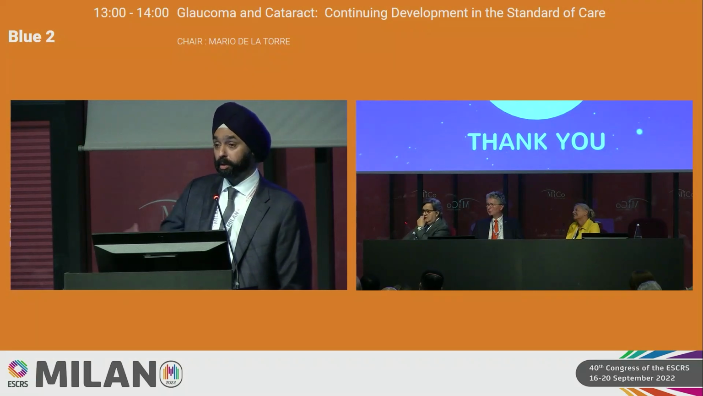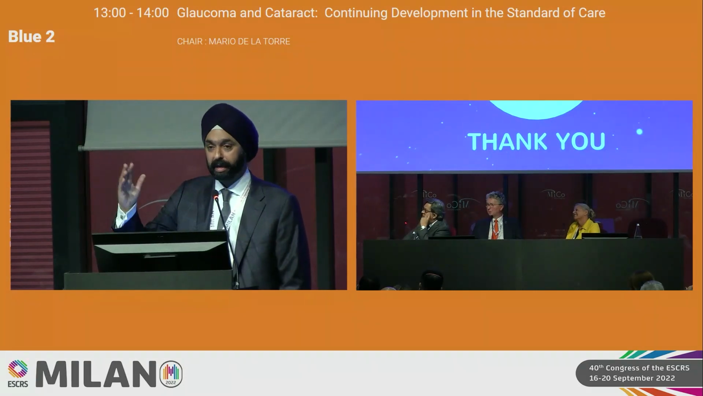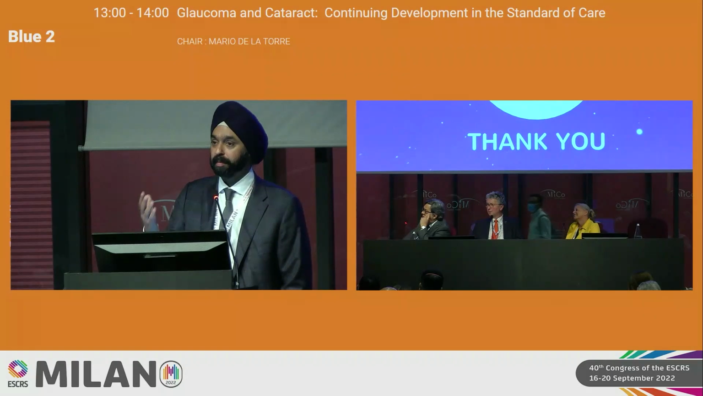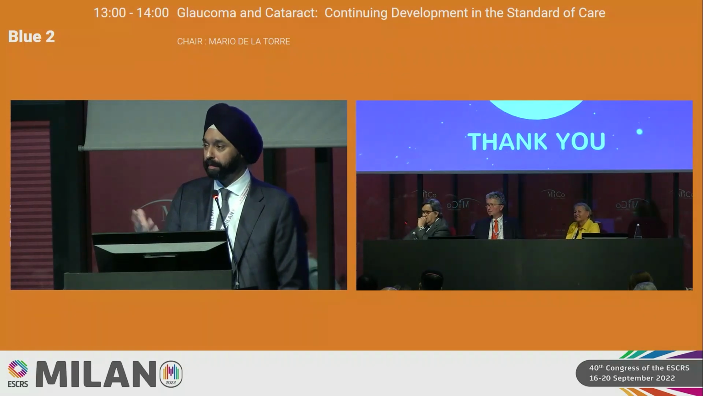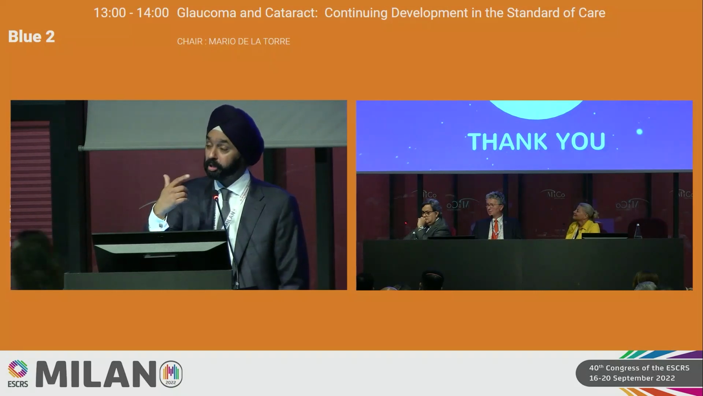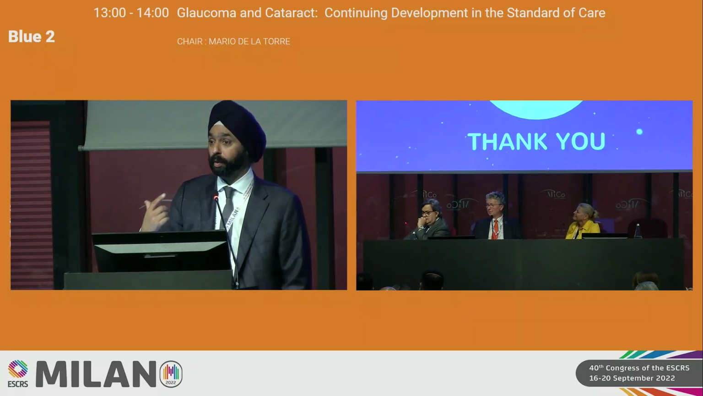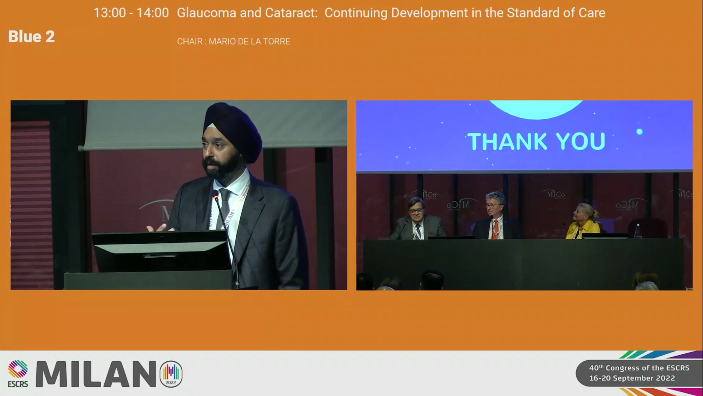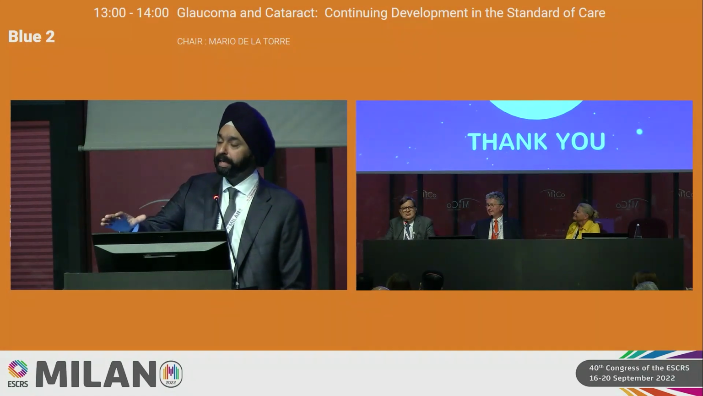Sure. So SLT post DSAEK, DMEK, even PKs, yes, it can be effective if you have the anatomy still good. Sometimes after a lot of these surgeries, the anatomy is not quite as good to see, but if you have a good TM that you can see, I think it's a great opportunity to get them off of any topical medication if you can as well. So depending on the anatomy, it's worth a try.